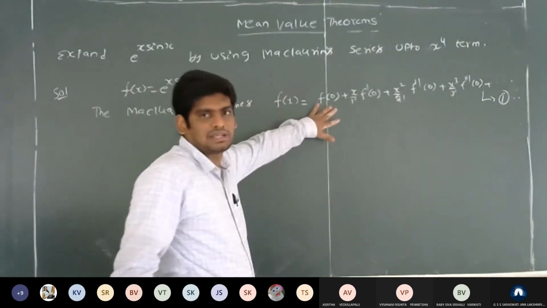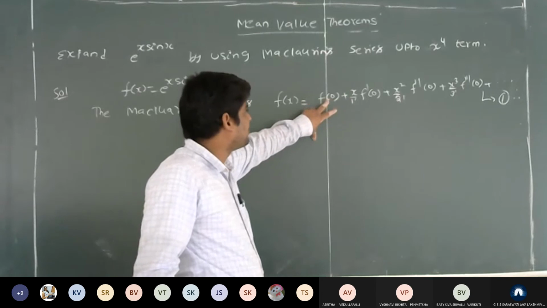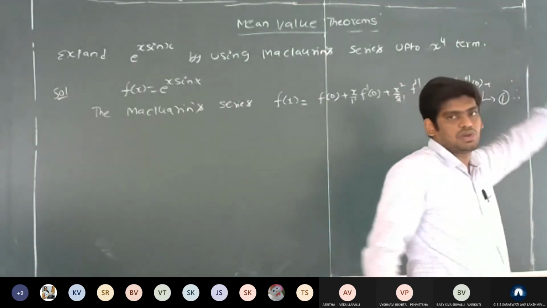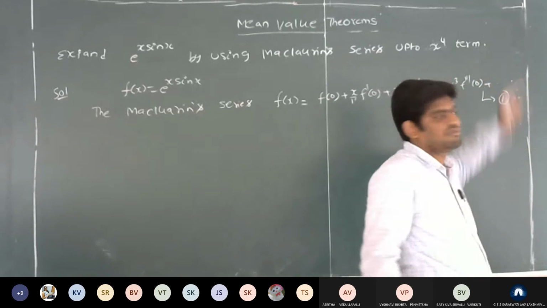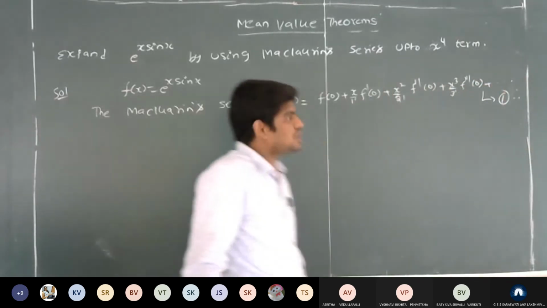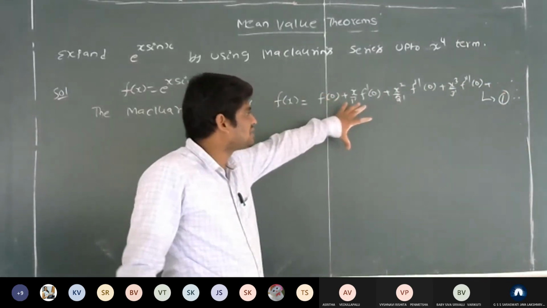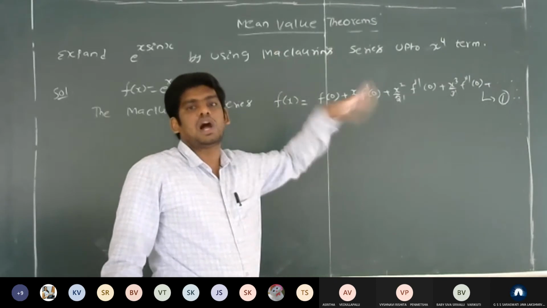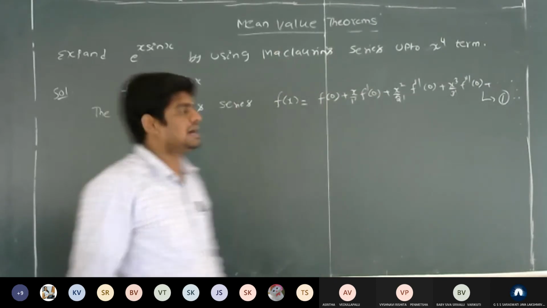In this Maclaurin series, you have to find the value of f of 0, f dash of 0, f double dash of 0, f triple dash of 0. If it is easy, then you can calculate f fourth dash of 0 also. So first we have to find f dash of x, f double dash of x, f triple dash of x, and so on.